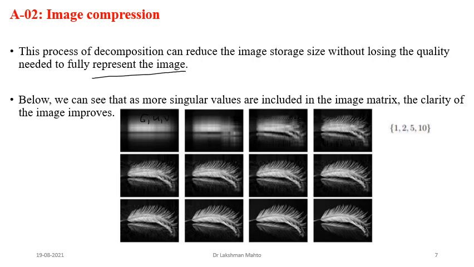In the second, two singular values are coming. That way, two rank one matrices will come in the second term: sigma 1 u1 v1 transpose plus sigma 2 u2 v2 transpose. Then you can observe that the second image in the first row looks better than the first one.